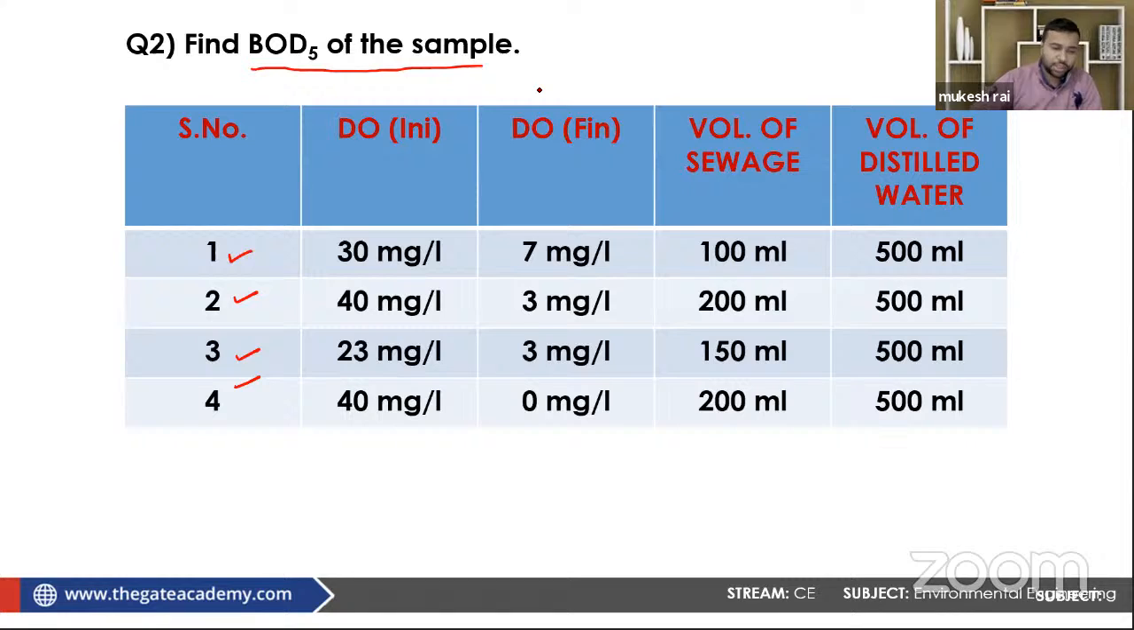Just solve it fastly. We have the DO initial, we have the DO final, we have the volume of sewage, and we have the volume of distilled water. Now you need to find the BOD5 of this sample, that is 5 days BOD of this sample. Find it fastly. What is the formula for the BOD5 or 5 days BOD if DO initial, DO final is given?